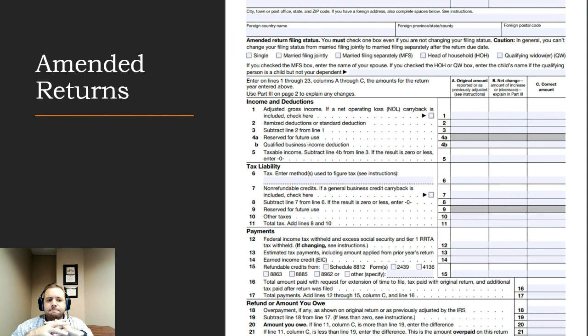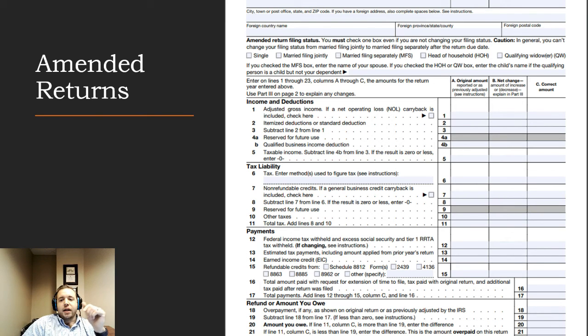So it's like, original amount was $0, the net change is $15,000, and the correct amount is $15,000 worth of income. In your description at the end of the 1040X, you would say, we added $15,000 more of income because the 1099R came in late. And it wasn't our fault. We're just reporting it correctly. And we've attached a copy of the 1099R on the back of this 1040X.